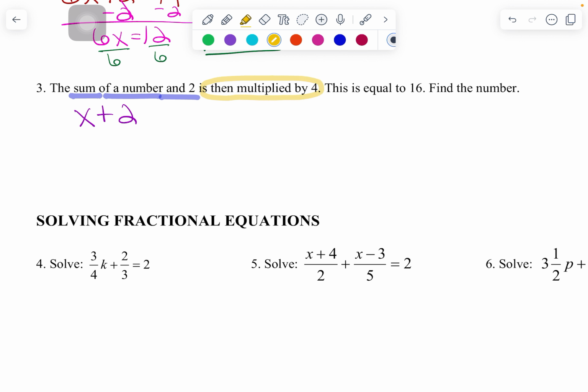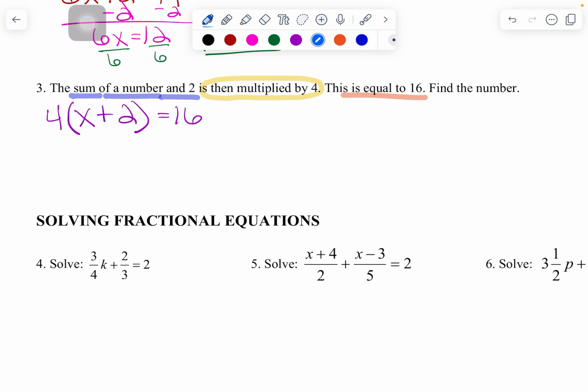So here's the thing. I need to make sure that this whole sum, right, that whole quantity value, whatever it is, is multiplied by 4. Okay, so this sum is multiplied by 4. And then the last part here is this is equal to 16. All right, so equals 16.